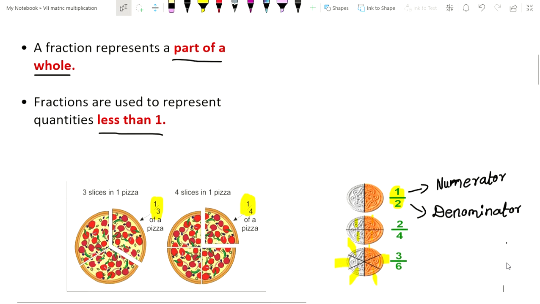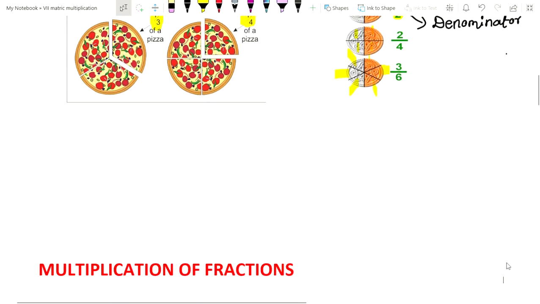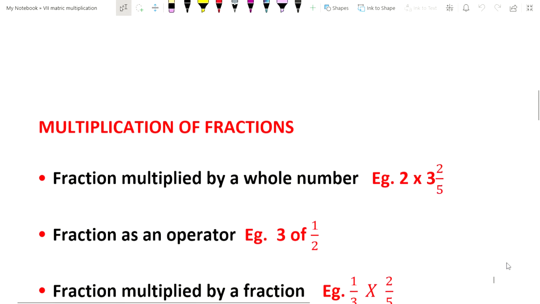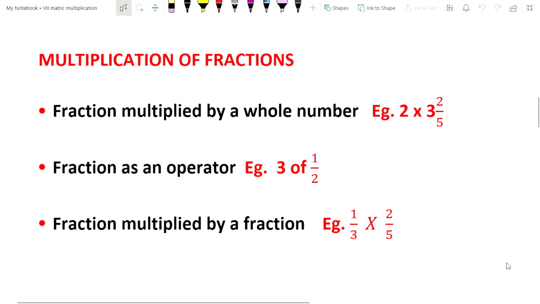Shall I move on to the next? In this chapter, we are going to see multiplication of fractions. In the multiplication of fractions, we are going to see these things. First one, fractions multiplied by a whole number.